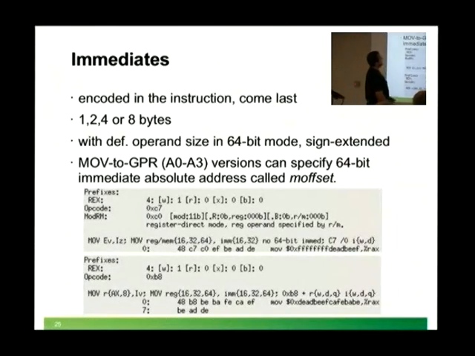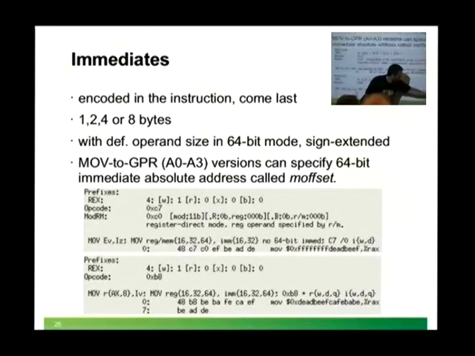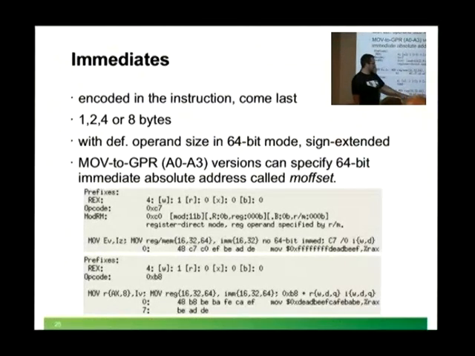And there are some moves to general purpose registers which can specify 64-bit immediate values. So if you want to put a 64-bit value into a register, like with one instruction, you do this with those. So for example, if you want to put dead beef cafe babe into RAX, you can do it. And if you look at the opcode, it has the REX prefix, it has the opcode, and doesn't have ModRM or SIB or anything, it just has the 8 bytes there.